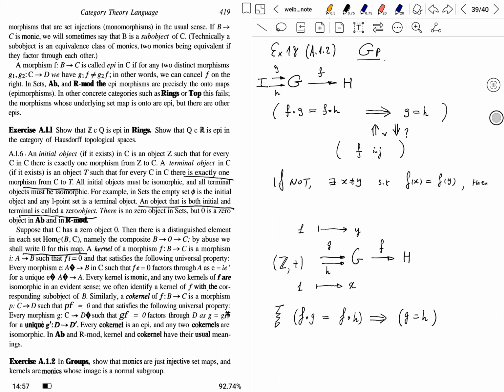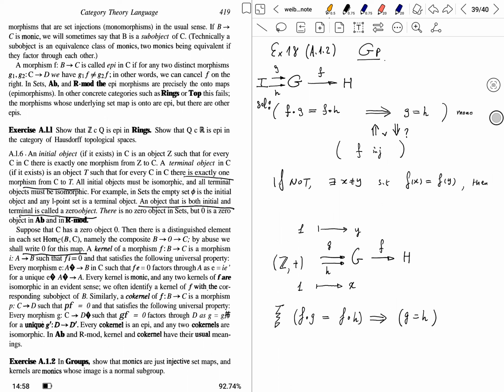The second thing to prove is that kernels are equivalent to monomorphisms whose image is a normal subgroup. Let's say firstly that monomorphisms are exactly the injective maps. So firstly, recall the definition of monomorphism. F is a monomorphism if you can cancel it from the left-hand side, which means F composed with G equals F composed with H implies G equals H.